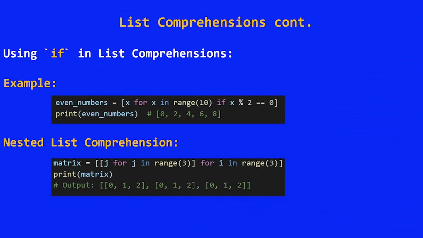Yes. We can also use an if keyword in list comprehension. For example, in this code snippet, x for x in range 10, if x is an even number. So I hope you understand this pseudocode.